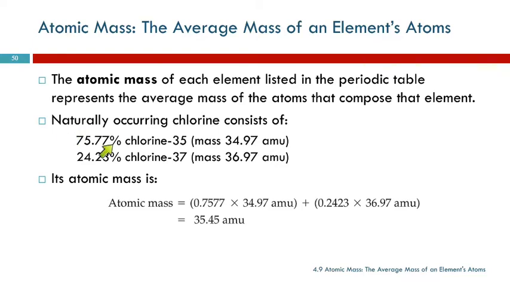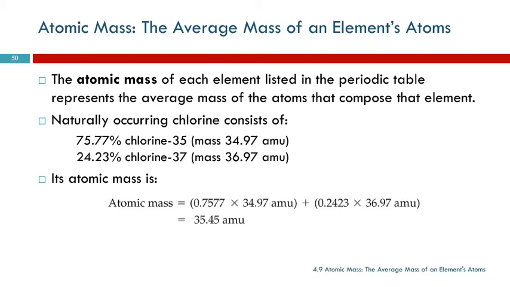So we take this 75.77%, and that's 0.7577. We multiply that by the mass of that isotope. These numbers would have to be given to you as well. This is 34.97 atomic mass units. So we take the percentage turned into a decimal times this mass plus the percentage of the other one times its mass, and we do the math and we come up with 35.45 atomic mass units. That's the average mass of a chlorine atom.